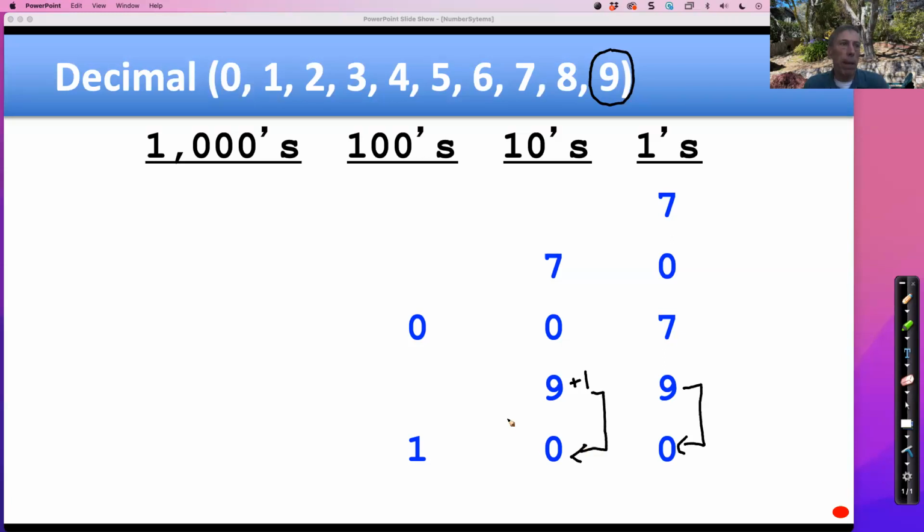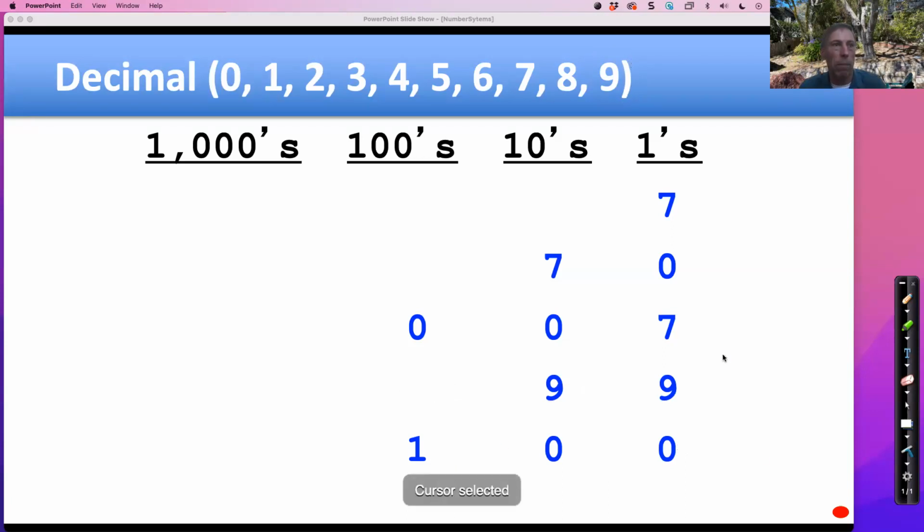Then what do I do? I increase the next column by 1. Well, the next column is really 0, so it's going from 0 to 1. Now, if you understand that little rule, you've got it. You've got number systems down.